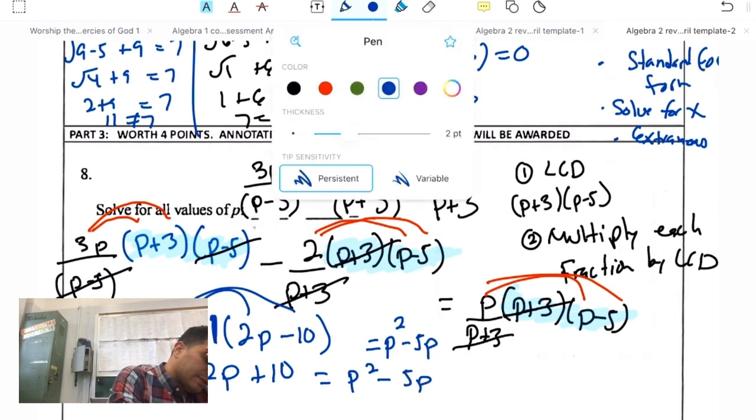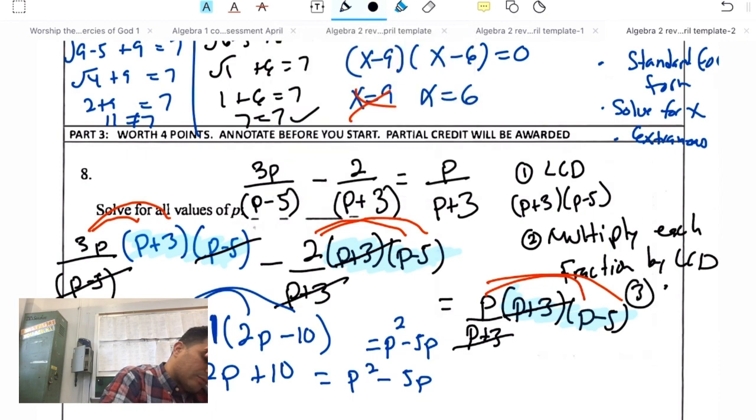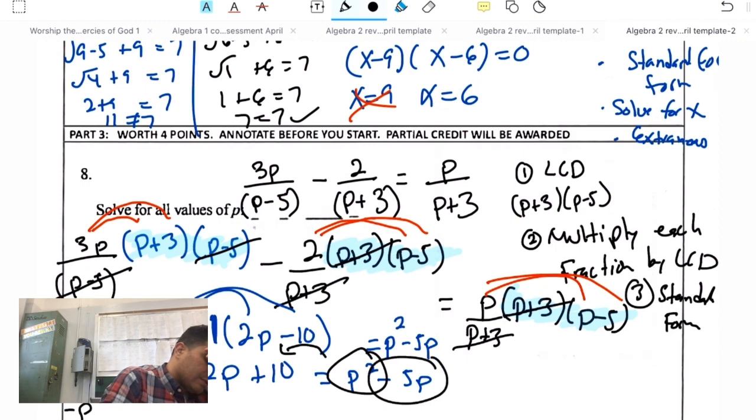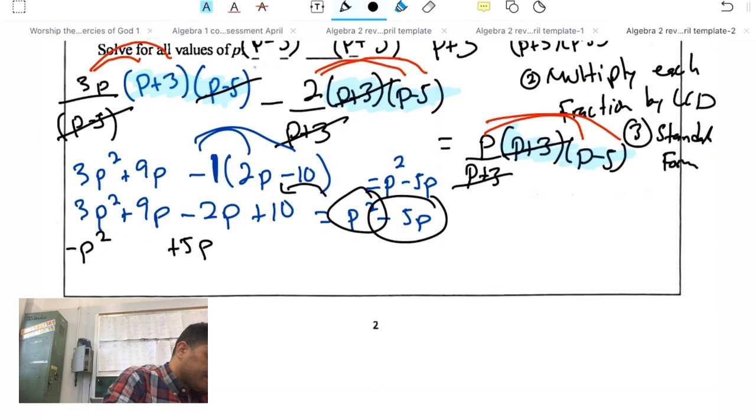Okay, next step is write in standard form. Okay, so we're going to move this p squared over to the other side. The equal sign is minus p squared. We're going to move this as positive 5p. So that becomes 2p squared. 9 minus 2 is 7. 7 plus 5 is 12. Right? We add this. Those are like terms. That's 12p plus 10 equals 0.